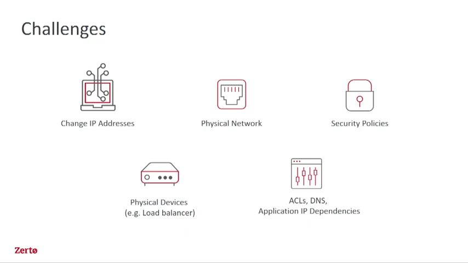And the solutions you have nowadays, the more traditional solutions, are really complex and make it really hard to make sure that the security policies are in place as well. We have the physical devices, we have load balancers, we have routers, firewalls, you name it. Not to mention all the ACLs, DNS settings, application dependencies, you name it. So these are all challenges in the typical DR scenarios, in the networking of DR.